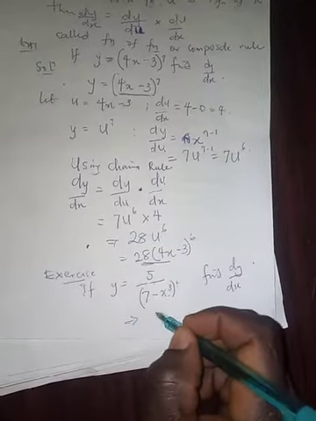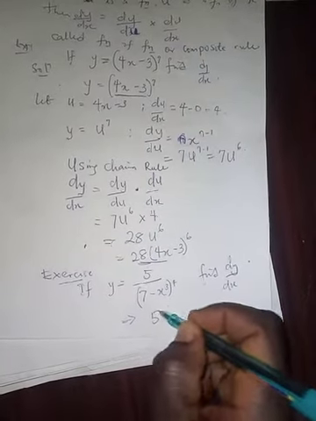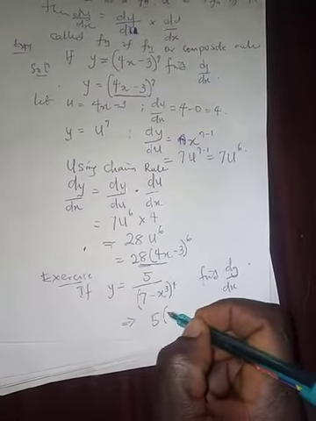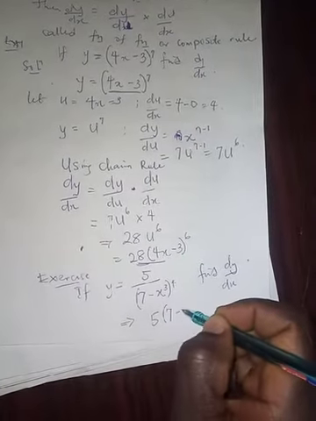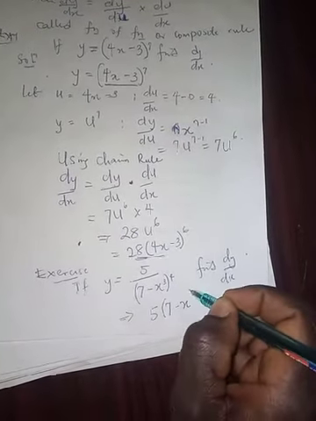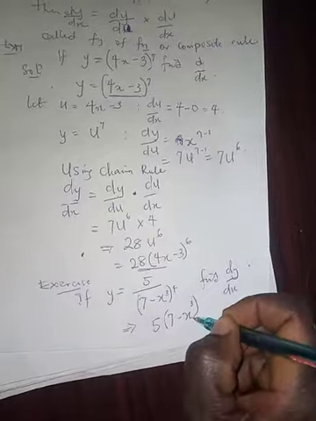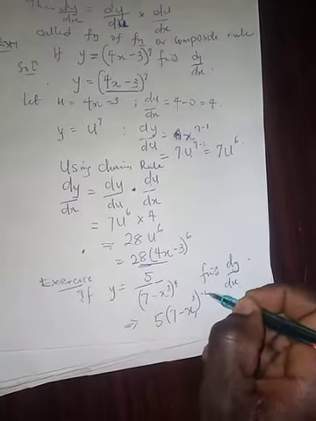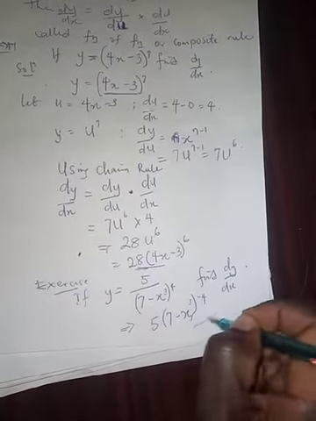Let me give you a hint. You can say it is same thing as 5 into 7 minus x cubed raised to power minus 4 using the law of indices.